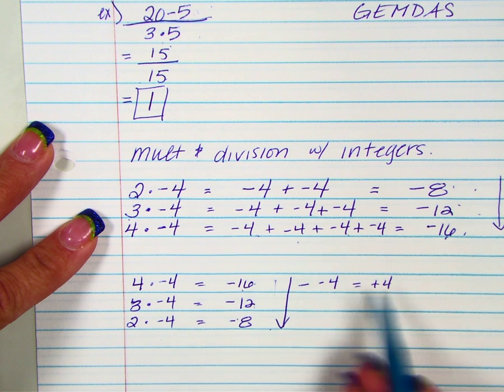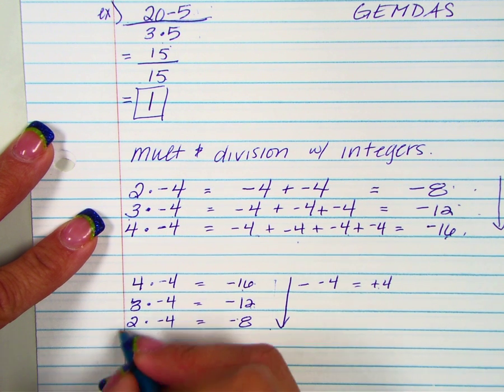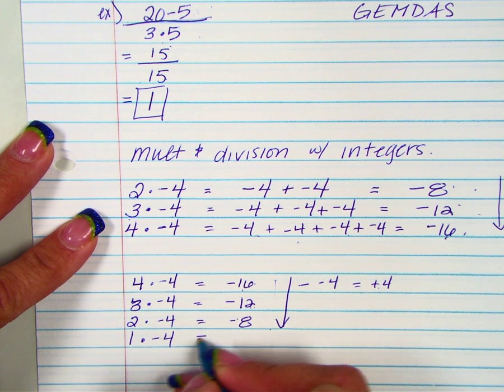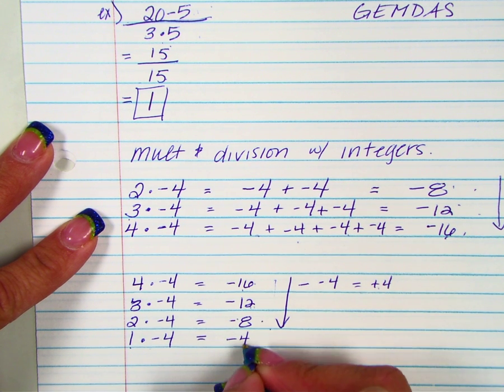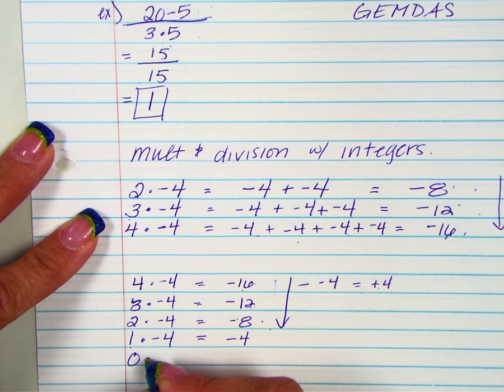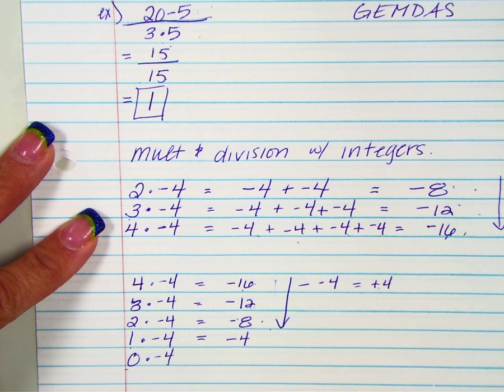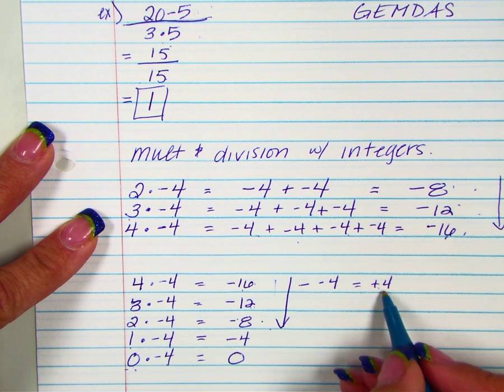Keep going with the pattern. 1 times negative 4, if you add a positive 4 to this, you're going to get negative 4. Now let's do it with a 0. 0 groups of negative 4 gives you a 0. We all know the rule. Anything times 0 gives you 0. But you can also follow the pattern. Negative 4 plus 4 gives you 0.